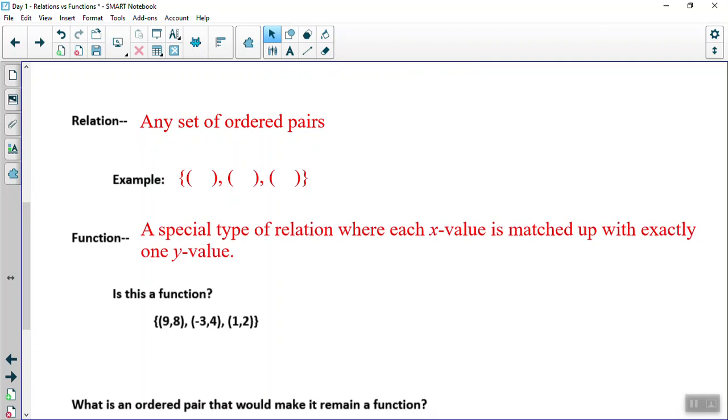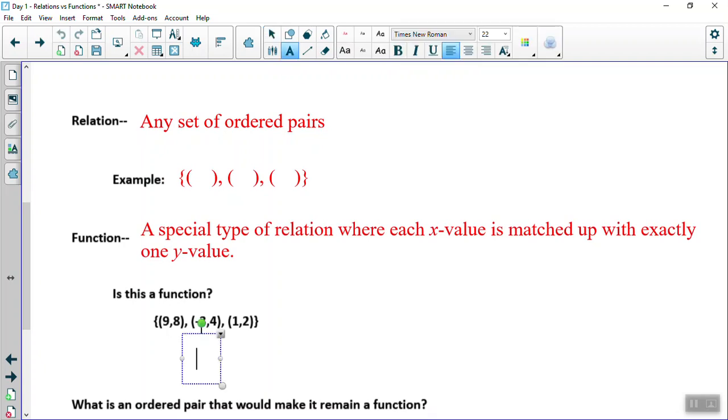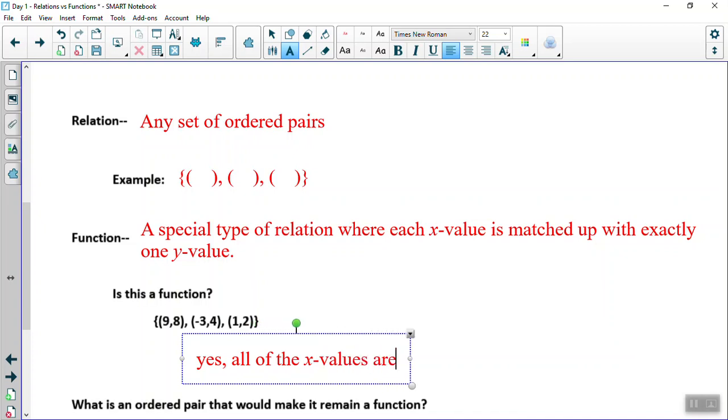So when we're looking at an ordered pair, we really just want to look at the x values. If they're all different, then it is a function. So we can say, yes, all of the x values are different.